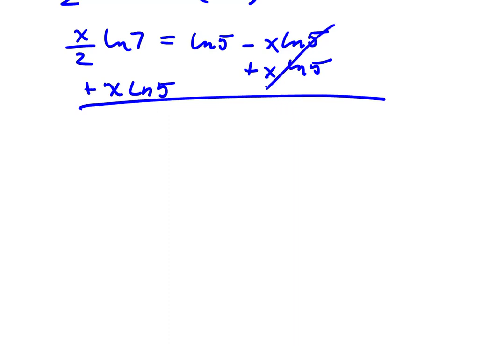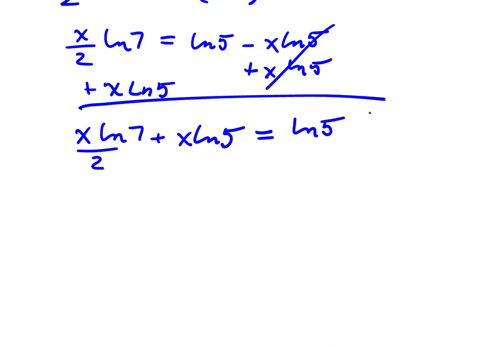those terms will cancel on the right side. On the left side, we'll have x times the natural log of 7, really it's over 2, right? And then plus x times the natural log of 5, the new term over there, and that all equals the natural log of 5. But we want to get x alone.